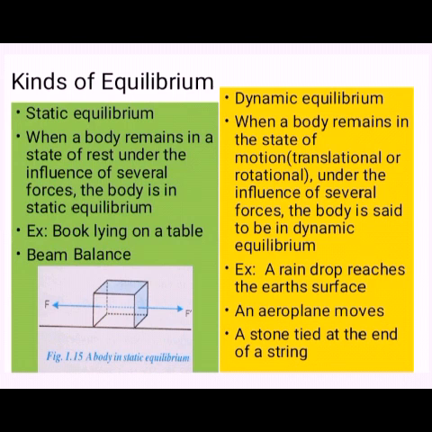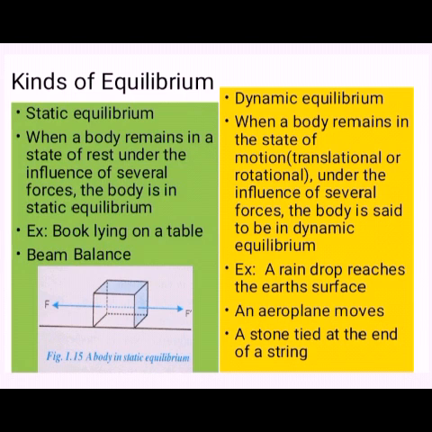Now the examples of dynamic equilibrium. A raindrop reaches the earth's surface with a constant velocity. Here the weight of the falling drop is balanced by the sum of the buoyant force and the force due to friction of the air. The net force on the drop is zero, so it falls at constant velocity. Like that, an aeroplane moves at a constant height when the upward lift on it balances its weight downward.